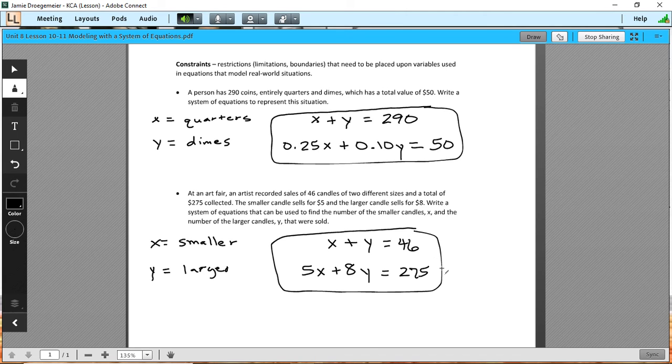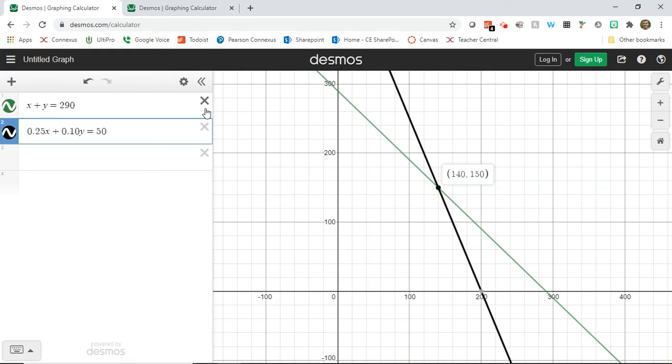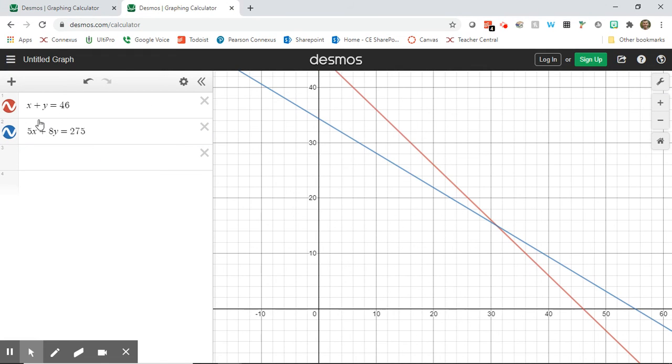And again, it doesn't ask us to solve the system, but I did go ahead again and use Desmos to graph this. So let's take a look at what that looks like. There's our X plus Y equals 46. Our 5X plus 8Y equals 275. And so in this case, our intersection here is 31 of the smaller candles and 15 of the larger candles. That's our total of 46. And when we take the dollar amounts, that's going to be $275.